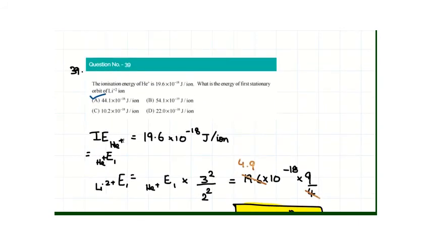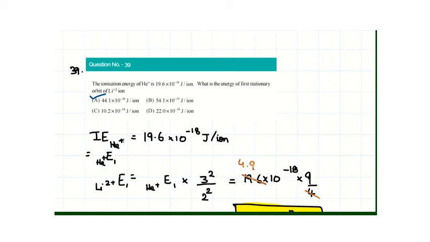In the 39th question, we have been given the ionization energy of helium plus. Helium plus is a hydrogen-like species, so we can apply the Bohr's model of an atom. Ionization energy is the energy that is required to remove an electron completely from the atom. Now the energy for Li2+ equals E naught multiplied by Z square by N square. Now we cannot apply this formula directly because that would take too long. Instead, we can directly do it in a simple manner.